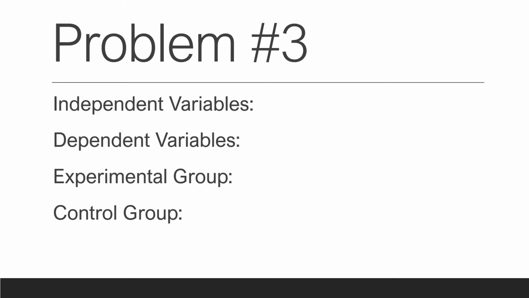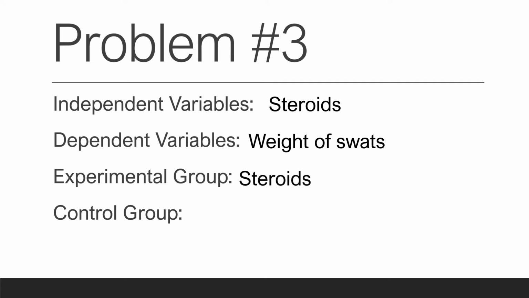Chloe wanted to test the effect of steroids on the amount of weight each person can squat. So use of steroids is the independent variable, and the dependent variable is the weight that each person can squat. The experimental group is the group that gets steroids, while the control group is the group that does not. Too easy, too easy. Problem number 4.